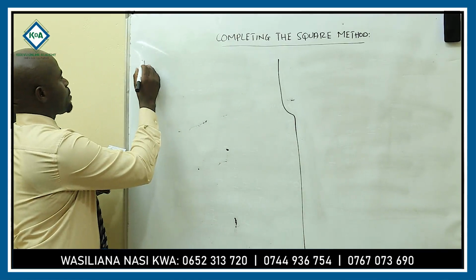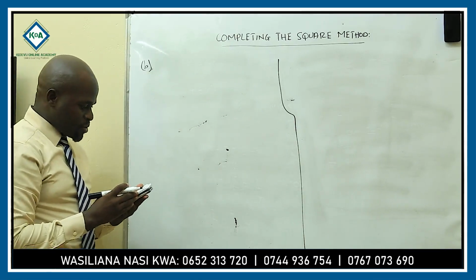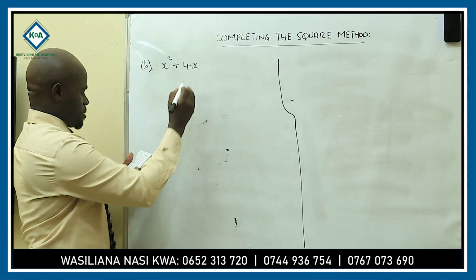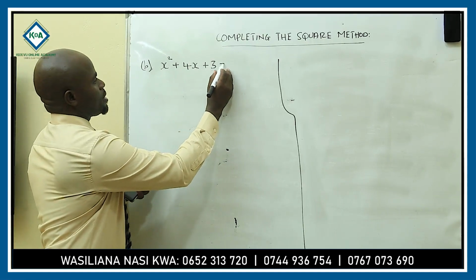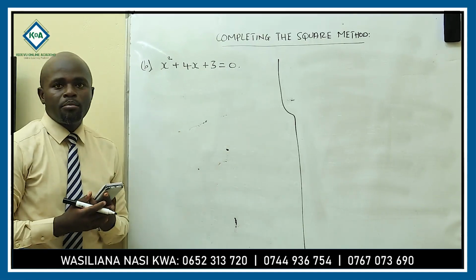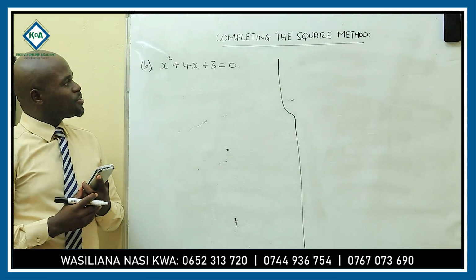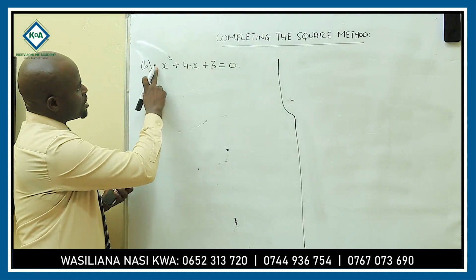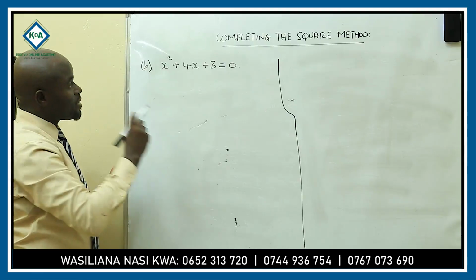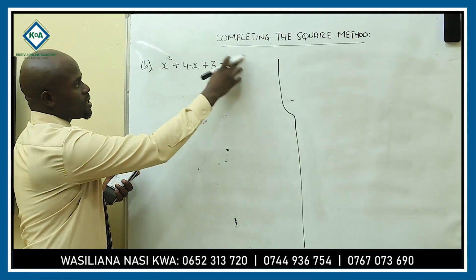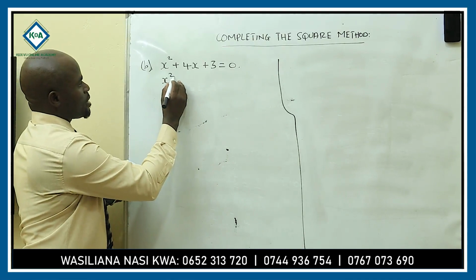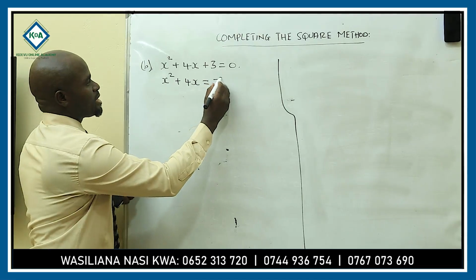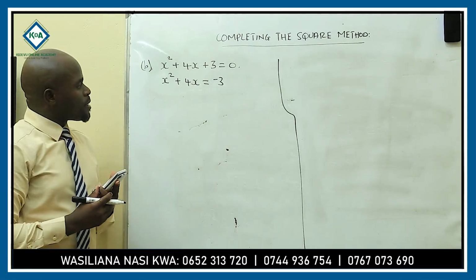Letter B, we have x squared plus 4x plus 3 is equal to 0. The first step is to observe the coefficient of x squared to be 1, and here I see it is 1. Then the next step is to move this 3 to the other side. So x squared plus 4x is equal to, this is plus, when it goes there, it will be negative 3.